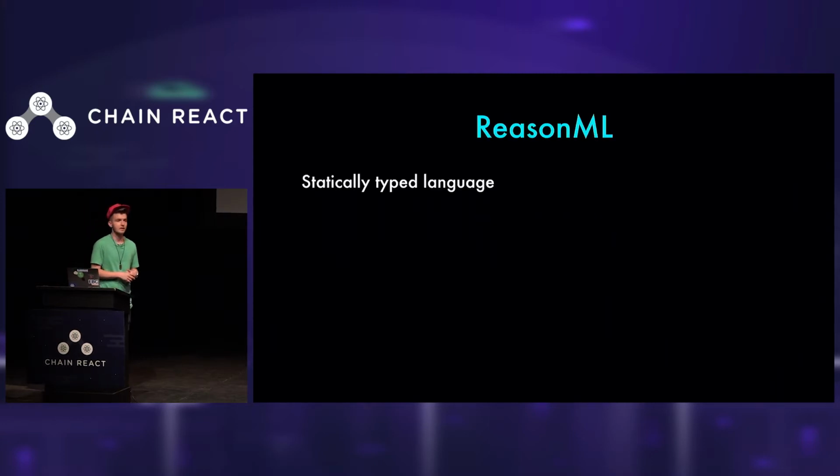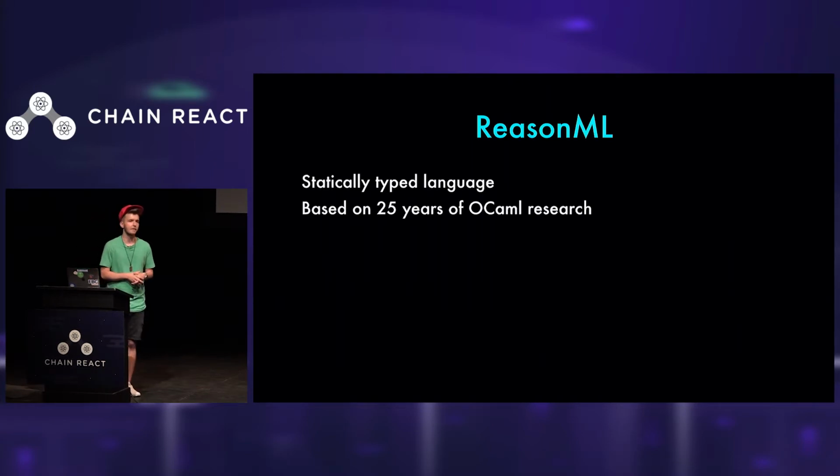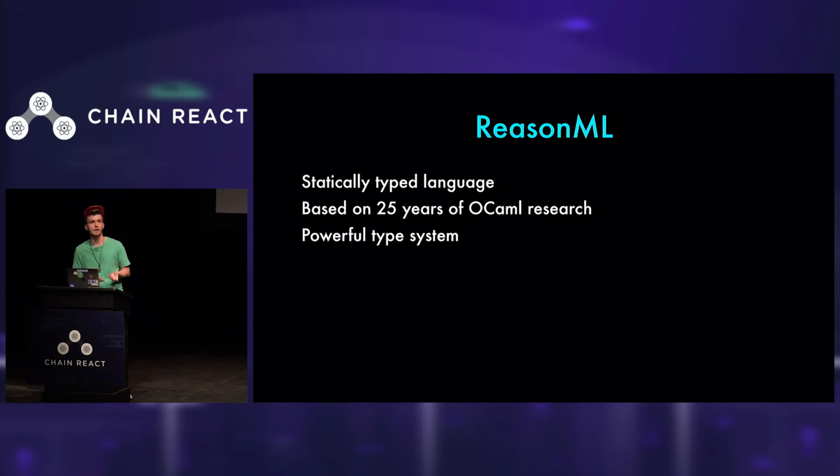So ReasonML is a statically typed language that is based on more or less 25 years of OCaml experience and research around multi-platform development. It has a very powerful type system built in with type inference. That means that you don't have to write types everywhere you're writing your code. Sometimes the compiler will just infer the types for you.